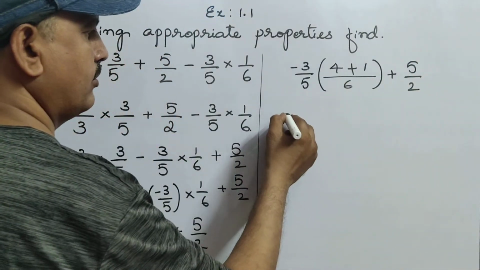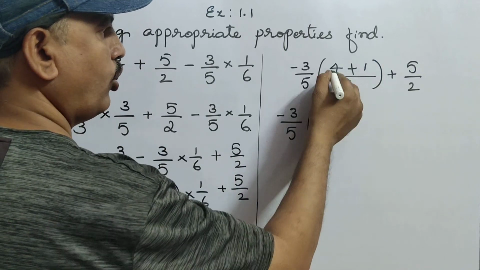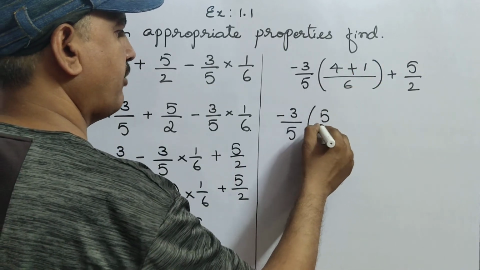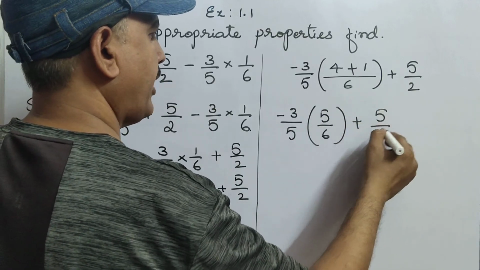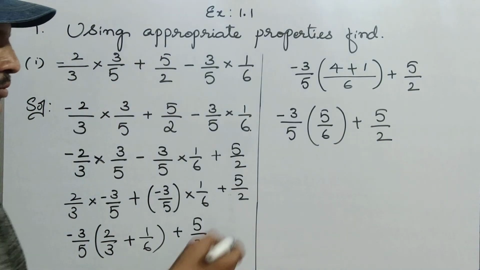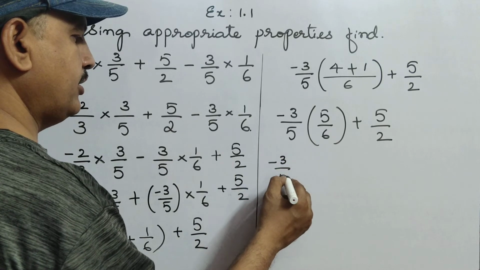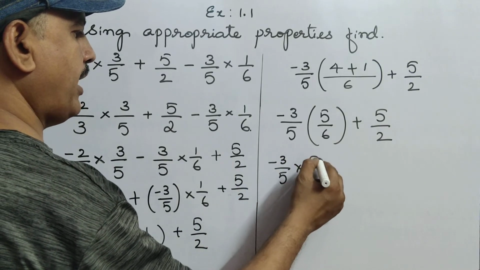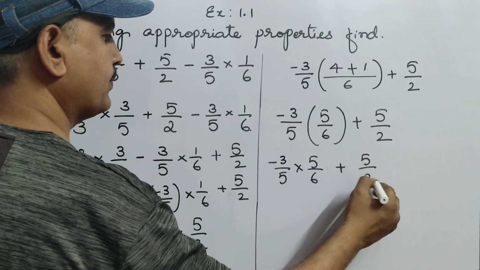Okay. Now minus 3 by 5. 4 plus 1 how much? 5. 5 by 6, bracket close, plus 5 by 2. Okay. Now the bracket tells you now into. So minus 3 by 5 into 5 by 6 plus 5 by 2.